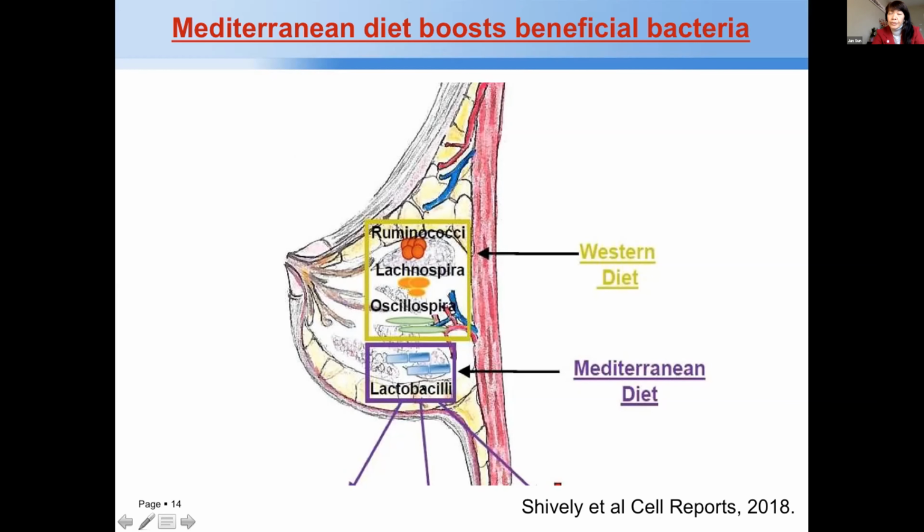And another interesting thing is that women who deliver a baby will secrete milk. And in the milk, you will see a huge increase of a bacterial product called butyrate in the breast. And you're wondering, where did this butyrate come from? Did it come from the gut or from the local breast bacteria? Now, to be interesting, it's not just about the local microbiome in the breast, but also the crosstalk between the gut and the breast.